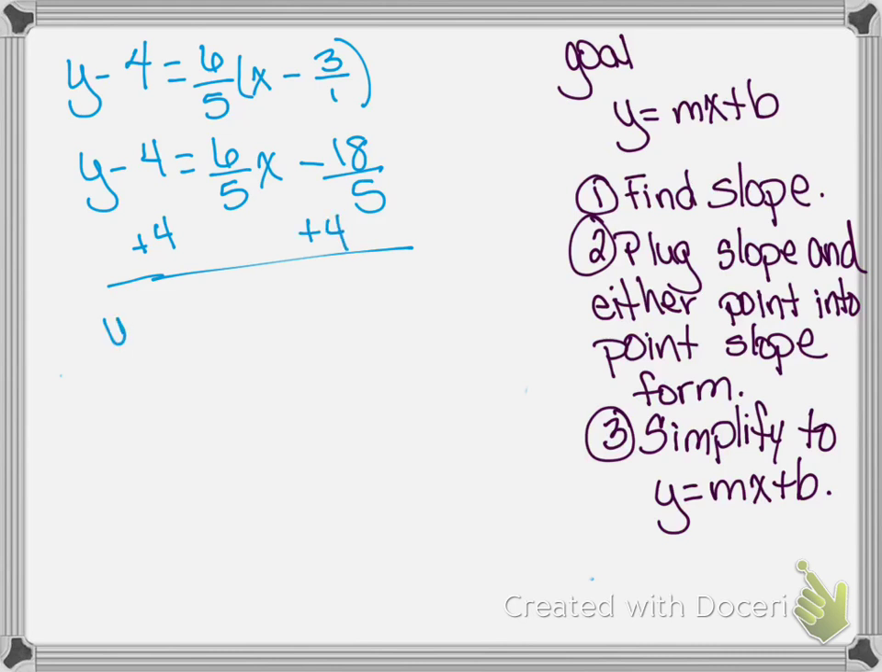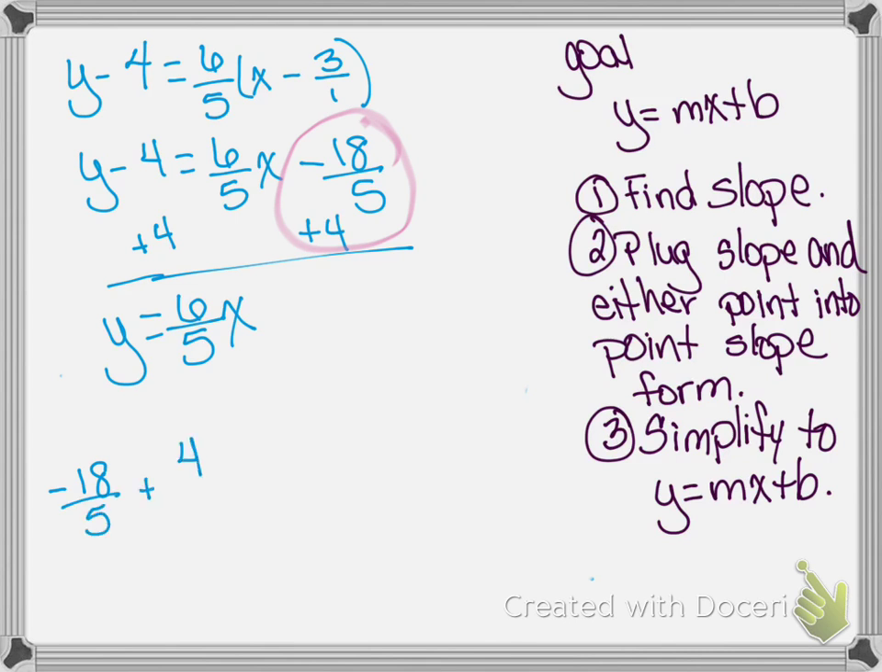So I have y equals 6/5 x. Now, this is what I'm going to do down here. I've got negative 18 over 5 plus 4 over 1. And I would encourage you to do that in a different spot on your paper. I would move it completely over so that you can deal with these fractions.